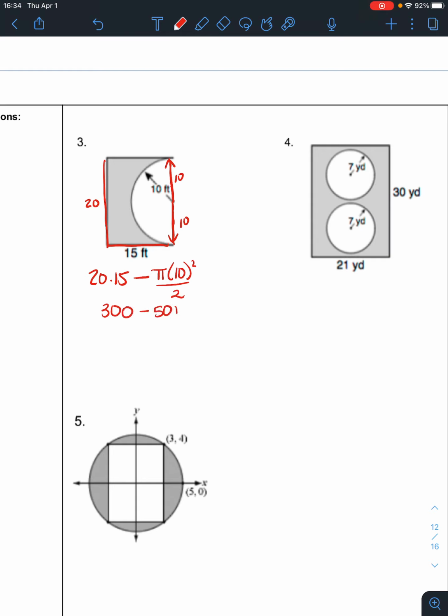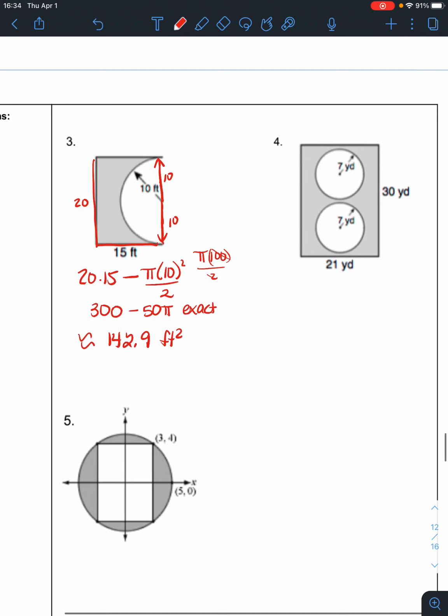Now, exactly, that would be 300 minus 50 pi. Okay, 100, right? This is 100 times pi over 2. 2 goes into 100 50 times. That would be my exact answer. But if I want my approximate answer, then I need to use decimals, which means I need to introduce pi. So you would type in 300 minus 50 pi, and you would get 142.9, and that's square feet.